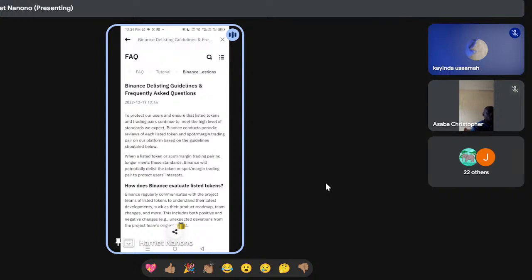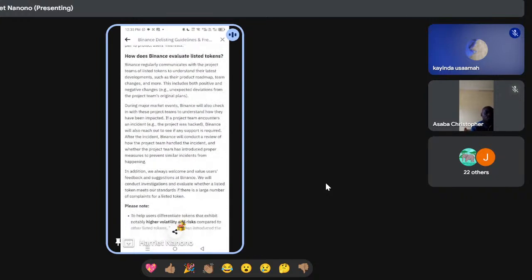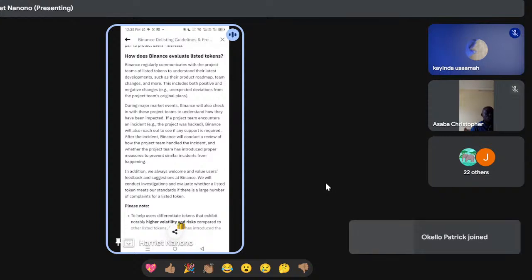People can have a plan, then after on the Wednesday they can change from the plan. So when there is that change of plan, the exchanges always want to know that. Then there is this one: during major market events, Binance will also check in with the project teams and understand how they have been impacted.